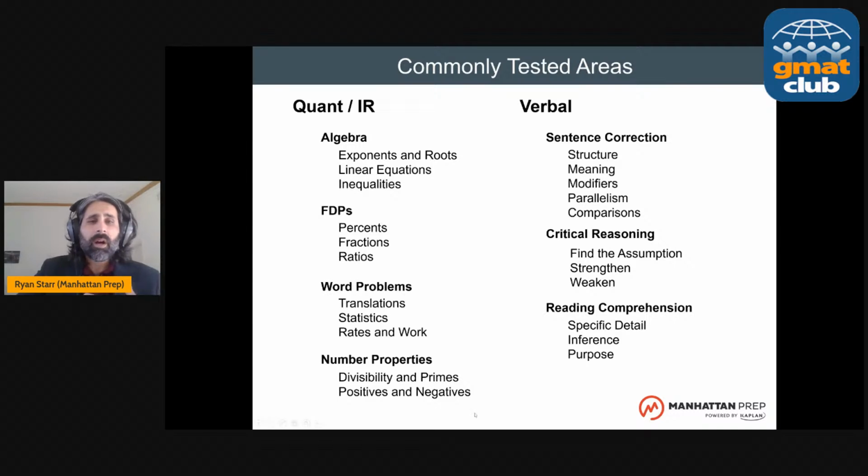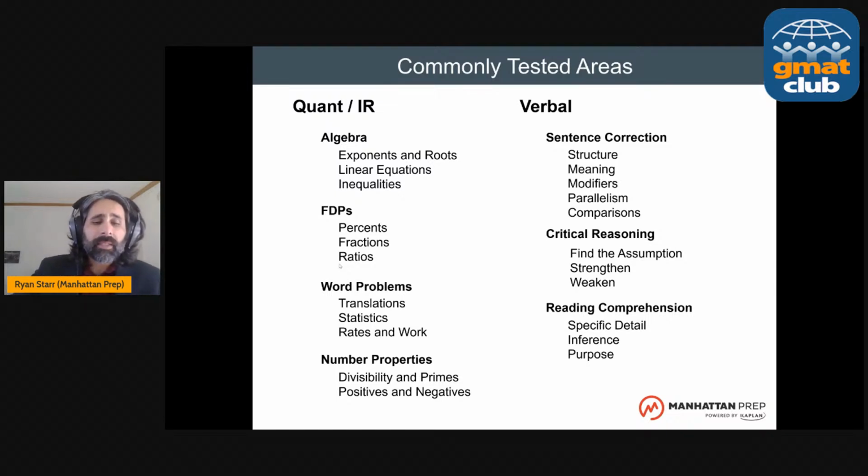All right. On the left side, quant and IR sections will rely heavily on these kinds of concepts. Some are more prevalent in the quant section, for instance, exponents and roots. Much more in the quant section, much less prominent in the IR section. Linear equations, though, can show up in both. Inequalities, to some degree, can show up in both, but show up more in the quant section. Of those 3 categories, linear equations will be the most important.